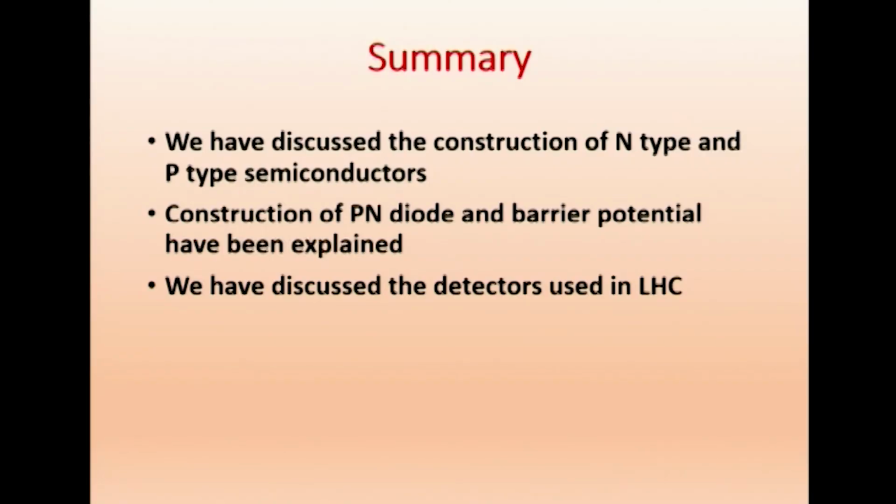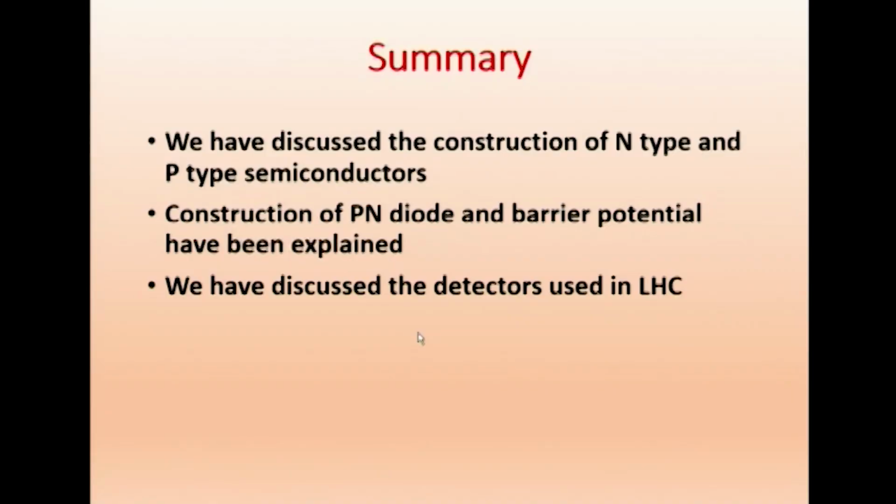Now we will give a summary. We have discussed the construction of N-type and P-type semiconductors. We have discussed in detail the construction of the PN diode and the barrier potential, which we have just explained. At the end of all types of detectors, we have discussed the detectors used in the LHC. That is a very popular and current subject. For further details, the LHC experiments are going on even today, and India is also part of the team which is working. So we will get more information in coming years.